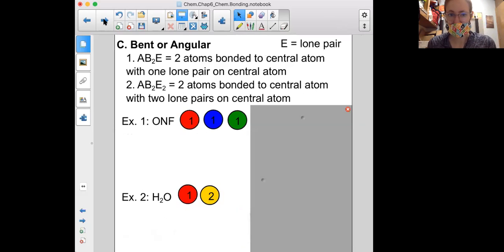Okay, third shape, bent or angular. So there are 2 ways that you can create a bent or angular molecule. And the first way is AB2E. Now this E stands for a lone pair on that central atom. So here we're going to have 2 atoms bonded to a central atom, which is A, and one lone pair on that central atom. So find a dark colored ball or a blue ball or whatever shade of blue I gave you. That's going to be in the center, and then you need a green and a red, which you should have.